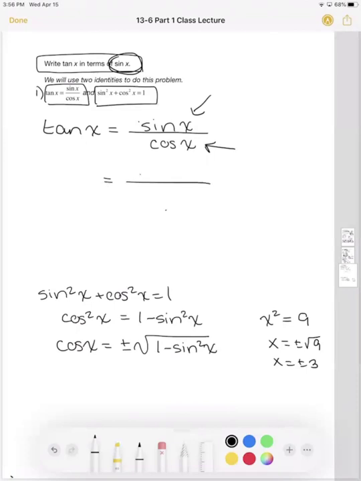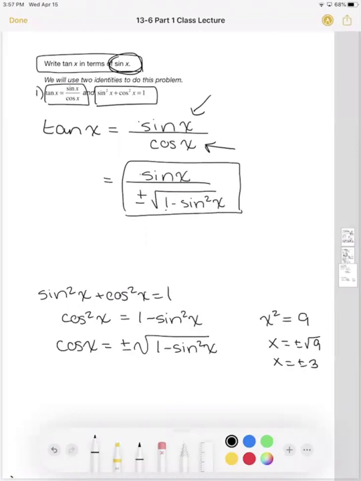Now, let's just plug that in to the top expression here. So I've got the sine of x is going to stay the same up top. I'm going to replace the cosine of x with plus minus the square root of 1 minus sine squared x. And that is my answer. I have converted the tangent of x into an expression that only has sine in it.